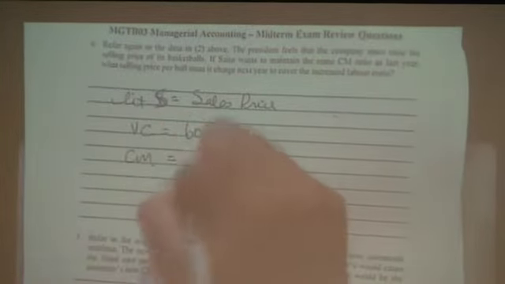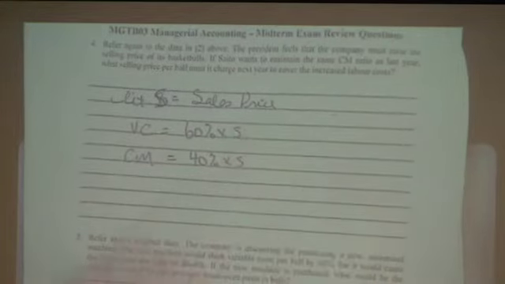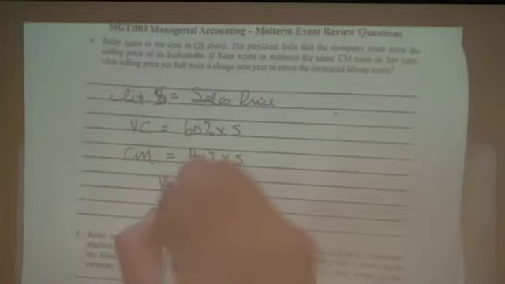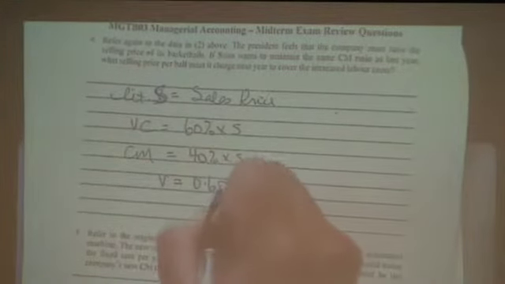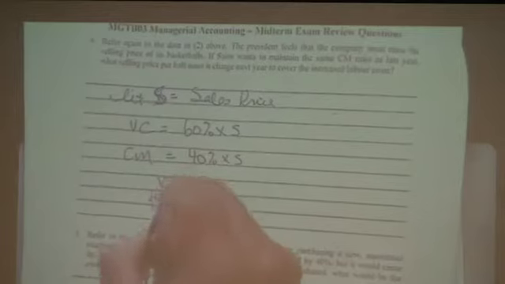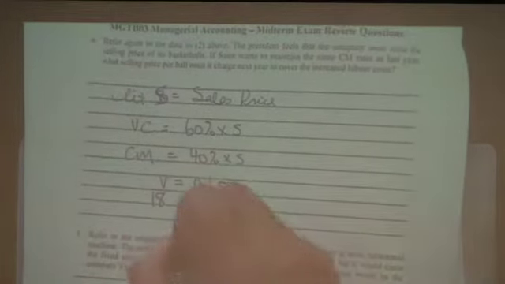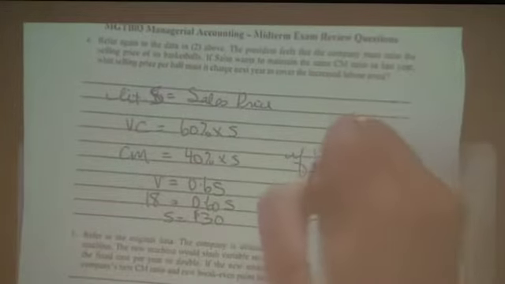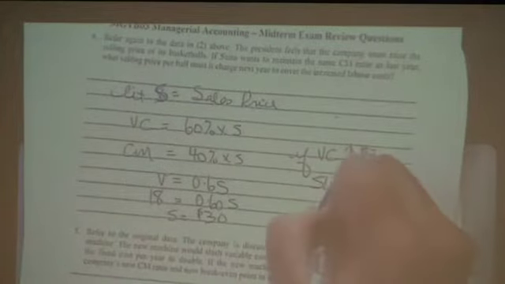Contribution margin is 40% of S. So we know that V equals 0.6 of S. Variable is 18. So 0.60 of S, S equals $30. So we need to increase the price from $25 to $30. So if variable cost increased by $3, sales price increased by $5.